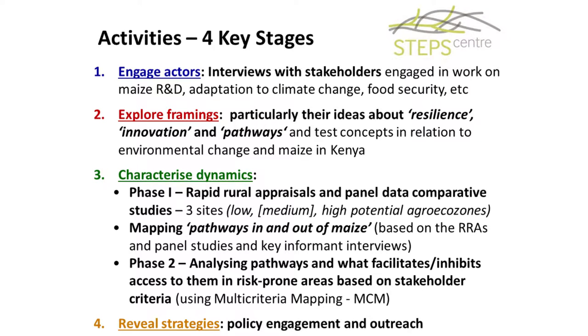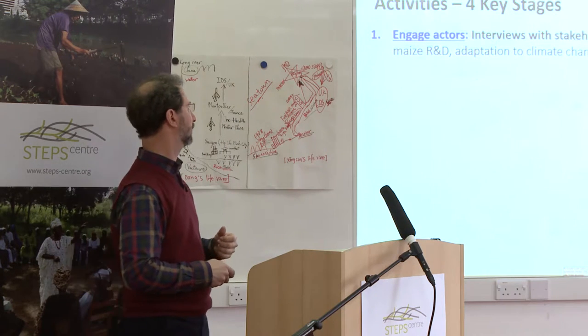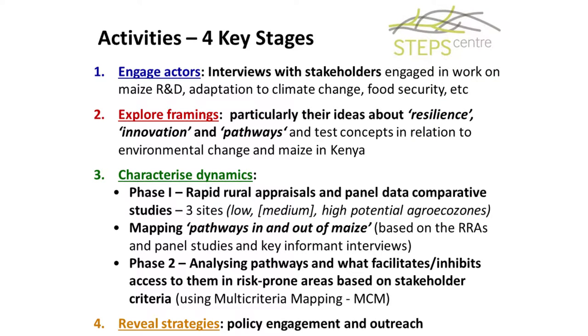First, interviewing the stakeholders engaged with Maize research and Maize development activities, thinking about policy processes around adaptation to climate change in the food system, thinking about food security and national priorities around that, and also from the household perspective. Exploring framings about particular ideas of resilience, as I described with that multi-layer view early in the week, of different views on how you improve resilience in that maize system, in that food system, thinking about notions of innovation and pathways, and then testing those concepts in relation to environmental change in maize in the country.